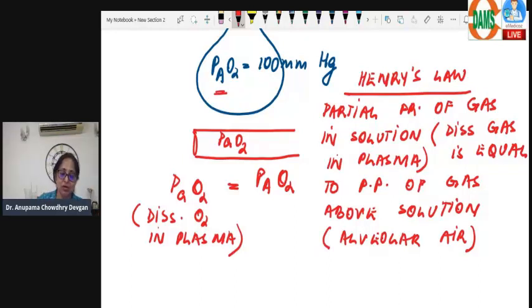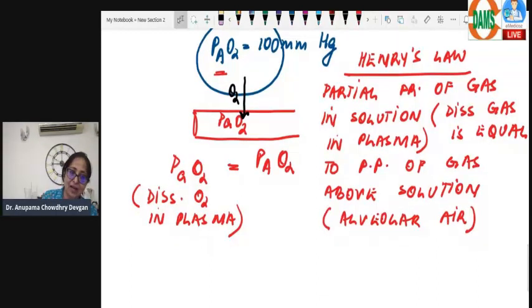Have you understood? Because oxygen will move from the alveolus into the blood, isn't it? Oxygen will move from the alveolus into the plasma. And the partial pressure of oxygen in the plasma will be equal to the partial pressure of oxygen in the alveolus. Yes, this is the significance of Henry's law, right?